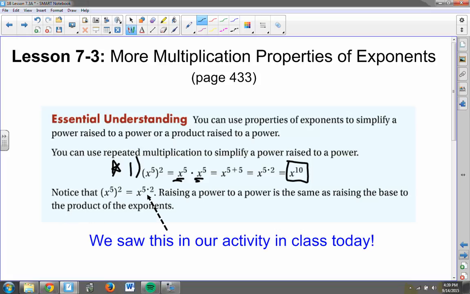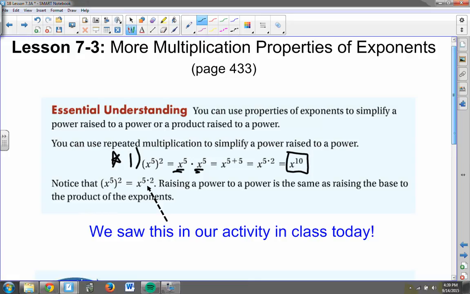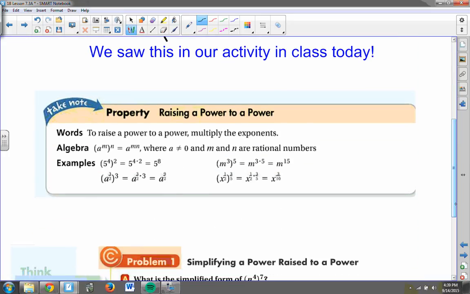Okay? So to go from raising some power to another power, we just have to multiply those two exponents. Okay? You saw that in your activity, and now if we look down further in that page, you're going to see your rule right here. Okay? This is something to please add to your notes. Take note of this. Words: to raise a power to a power, all we have to do is multiply the exponents.